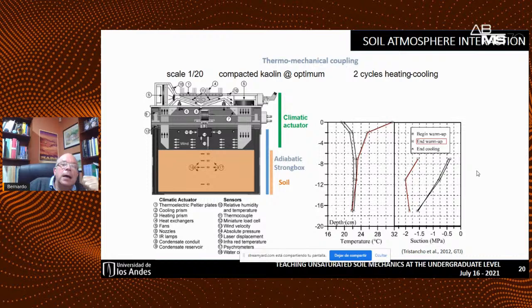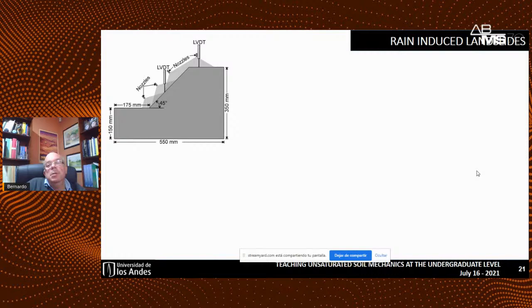Another type of problem we studied in the centrifuge is rain-induced landslides. It is funny, but due to the time, I will not present it today. But when you try to apply rain in the centrifuge, the little droplets of water are affected by the Coriolis acceleration. So sometimes you have rain that goes upwards. But we have software that analyzes the direction of the droplets when you try to reproduce rain.